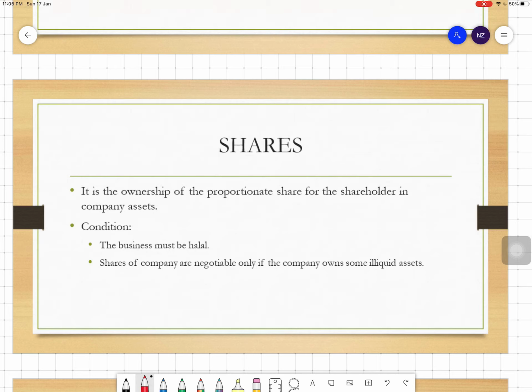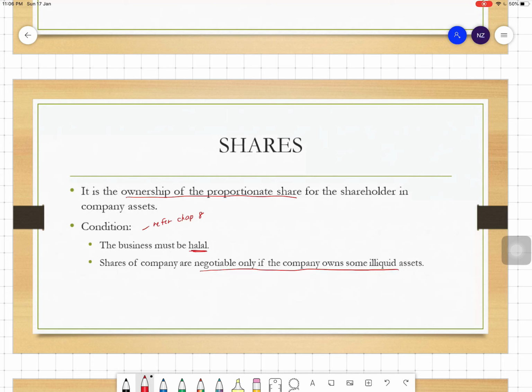For shares, as I said, shares are something regarding ownership, right? Ownership of the shares of the company. For someone who wants to own the shares, the business that is selling the shares must be halal. And the shares of the company are negotiable only if the company owns some illiquid asset. In chapter 9 there are only 2 conditions, but you can still refer to chapter 8 if you want to read more details on the conditions of the shares.